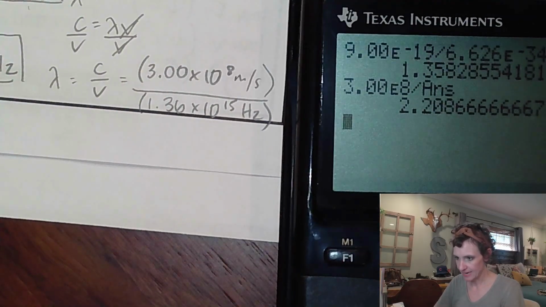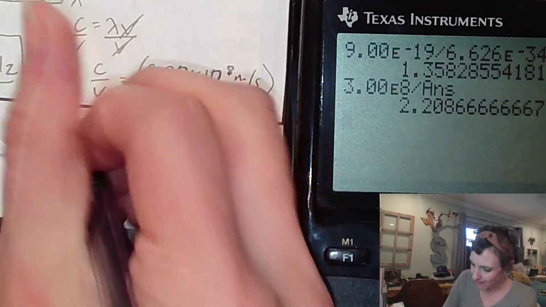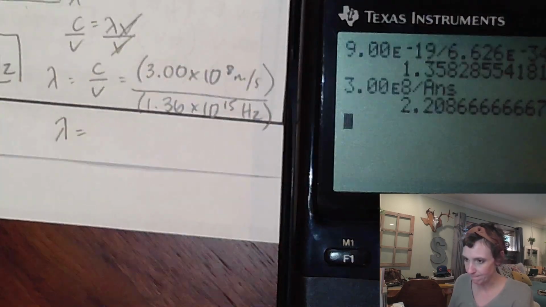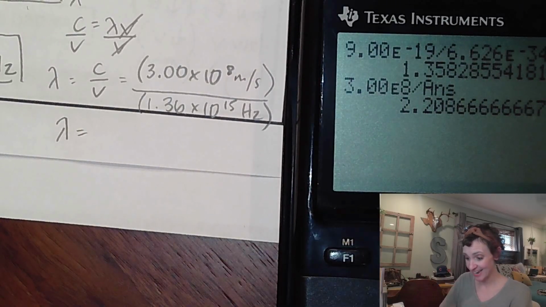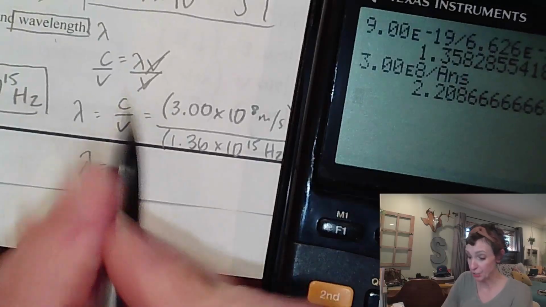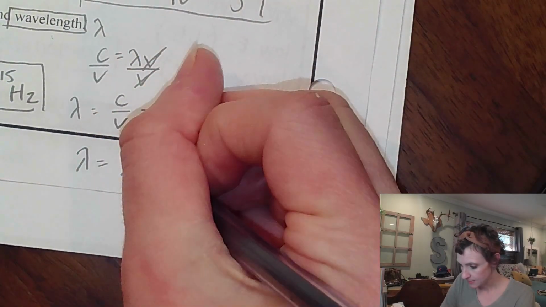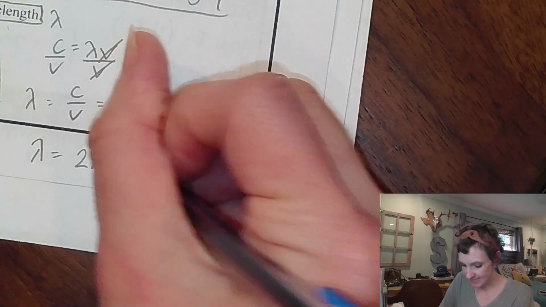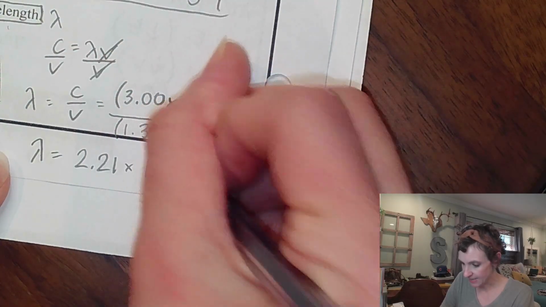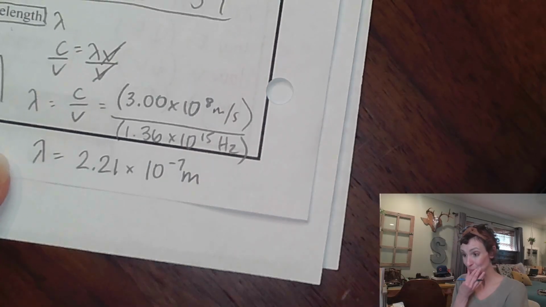Okay, so I got wavelength is equal to, and I need 3 sig figs because this is 3 sig figs, which came from my energy of 3 sig figs. So I've got 2.21 times 10 to the -7th meters, yeah?